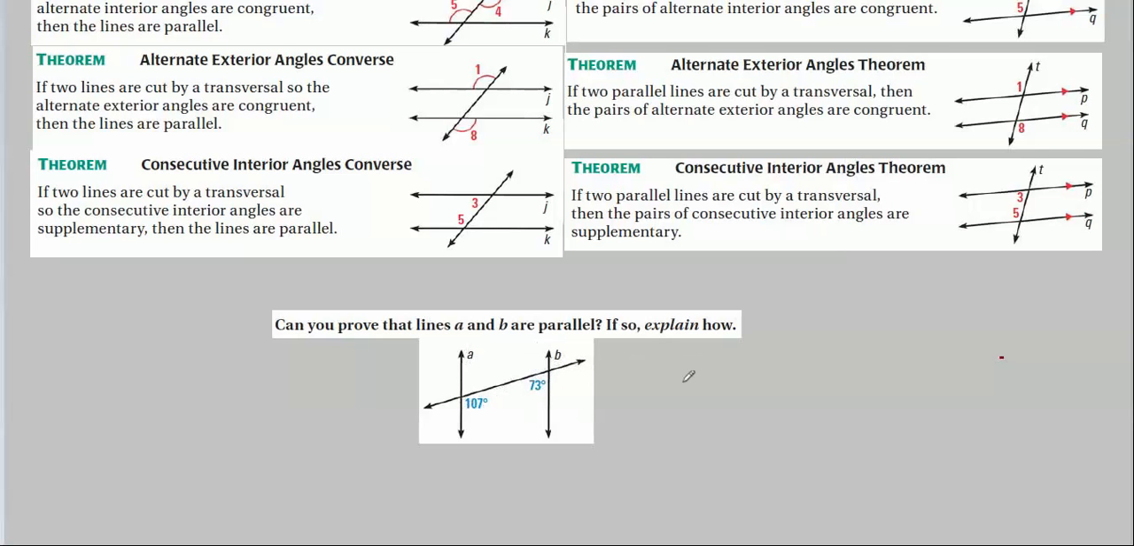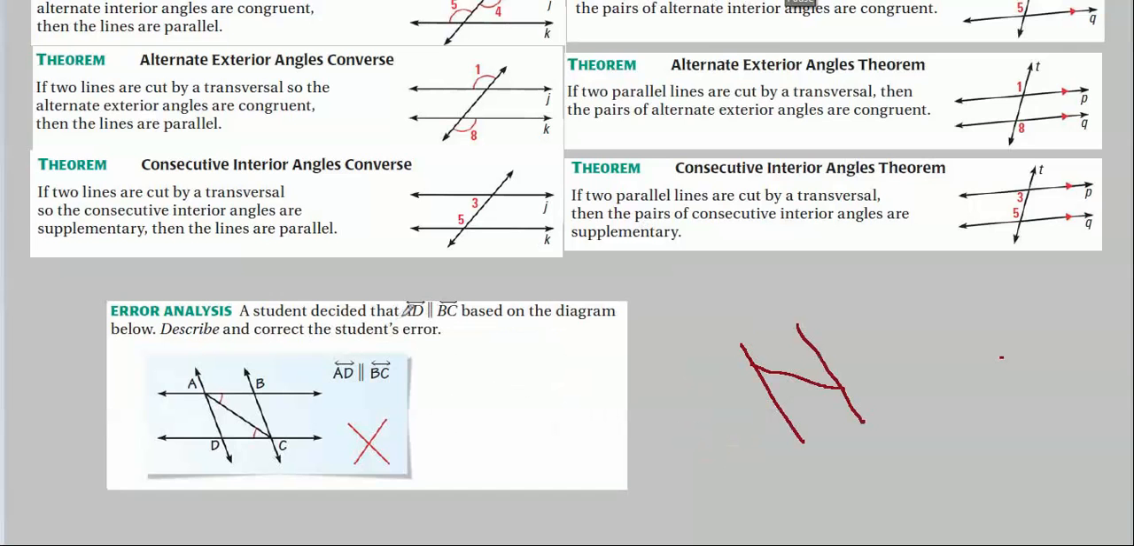And you probably don't even need me to write that down, but I will just for fun. 0, 8, 1, boom. They are. So right here, if they're supplementary, that means they add up to 180. So they're parallel. Nothing else to do. Very easy.